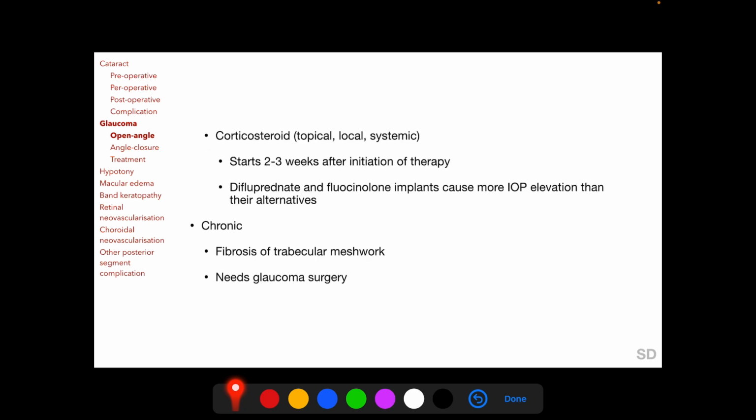Rise in intraocular pressure can occur following topical, local and systemic therapy with steroids, and usually starts 2 to 3 weeks after initiation of treatment with steroids, and it has been seen that difluprednate drops and fluocinolone intravitreal implants cause more IOP elevation than their respective alternatives. Chronic secondary open-angle glaucoma occurs due to fibrosis of trabecular meshwork following trabeculitis and usually needs glaucoma surgery.